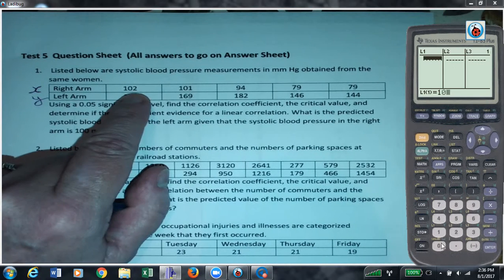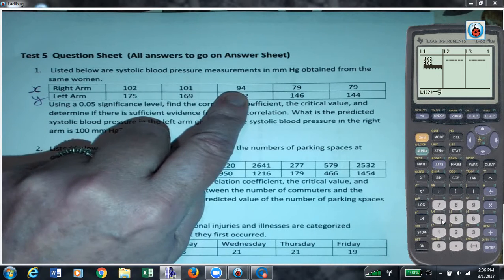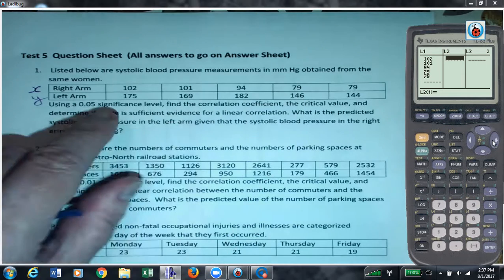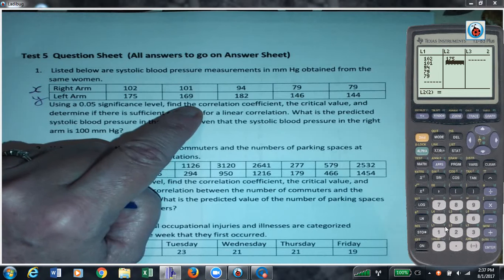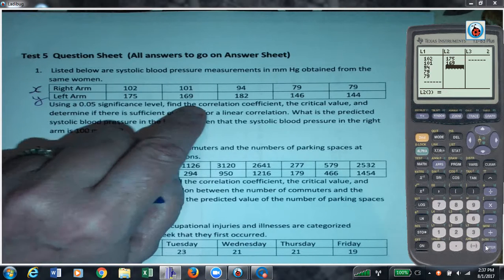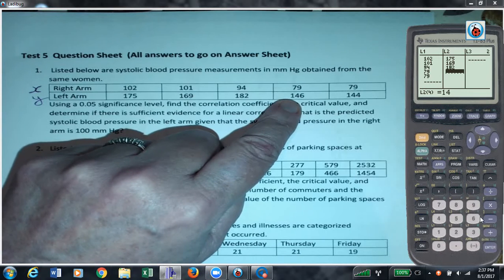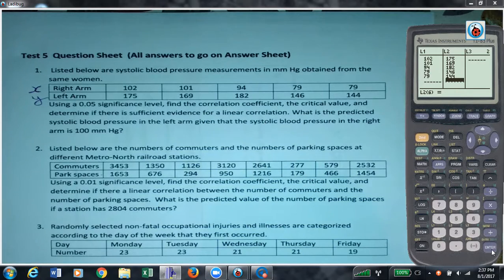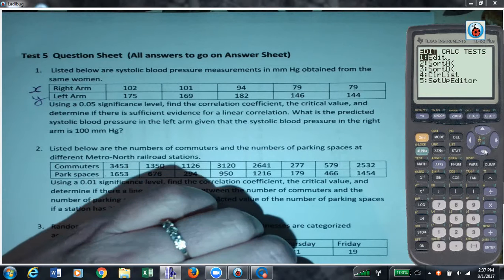So in list 1, I'm going to have 102, 101, 94, 79, and 79. Then in list 2, I'm going to have 175, 169, 182, 146, and 144.